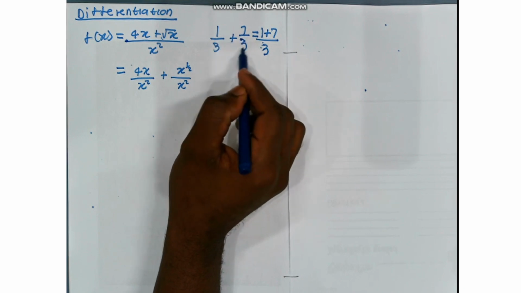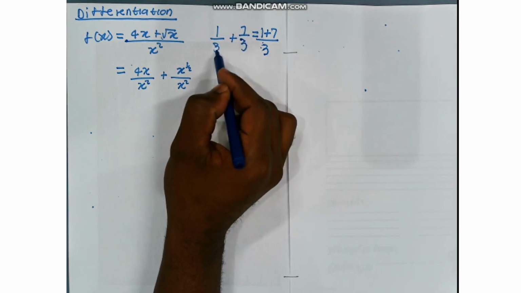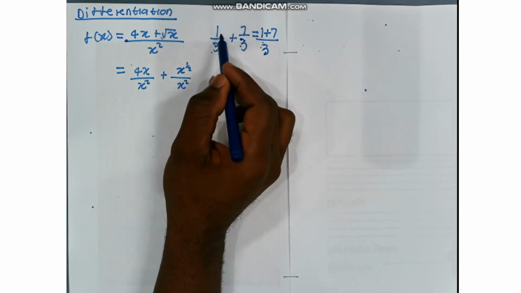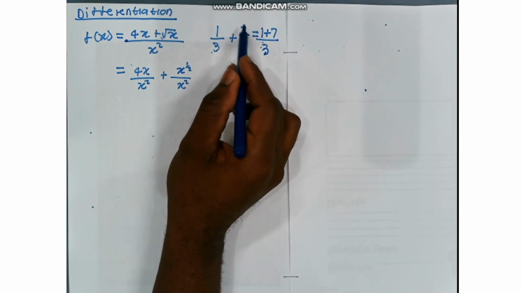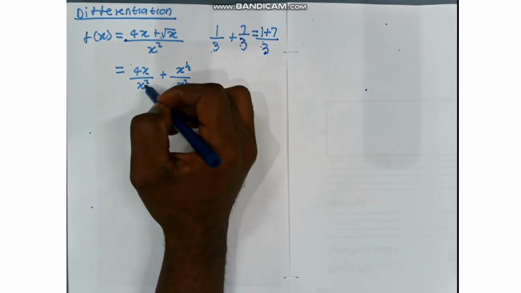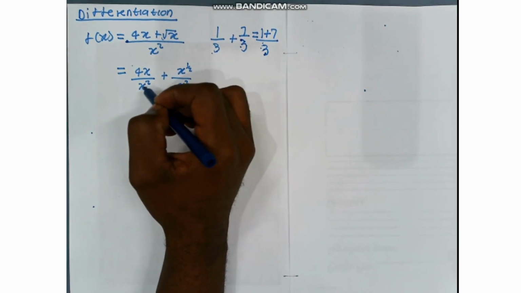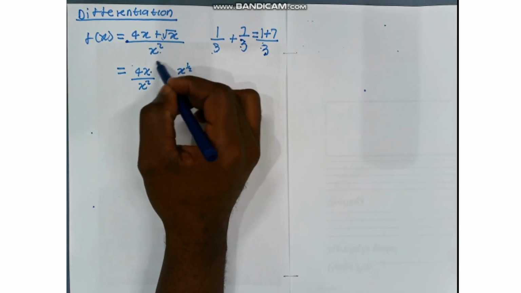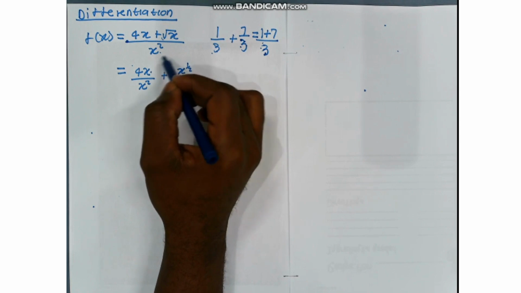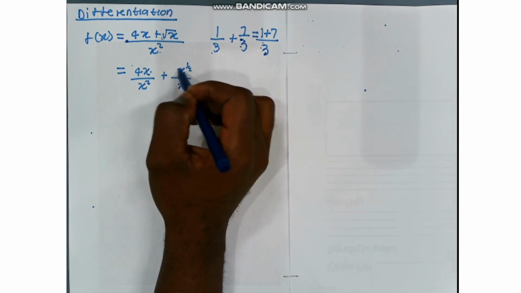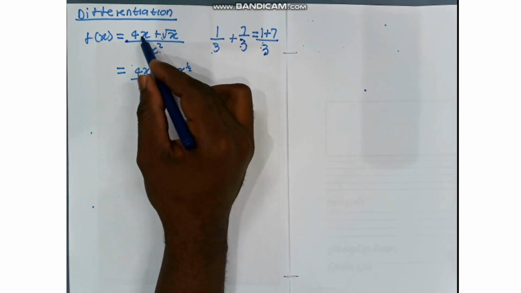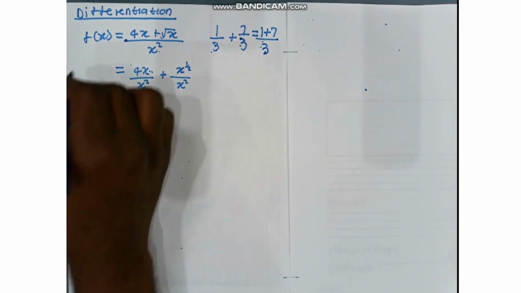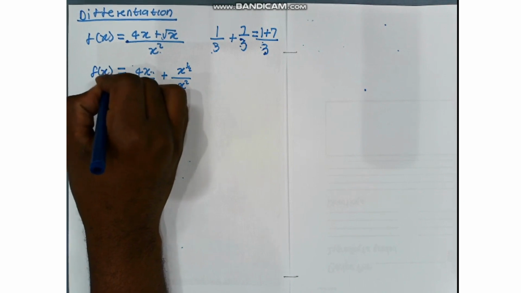When we are adding fractions of the same denominator, we take one denominator, then we add our exponent. So here we have one denominator, which is this one, and we add our numerator. The numerator is this one, where this one is this and this one is this. I hope you still understand. Then from here, we're still simplifying, so it's still f at x.